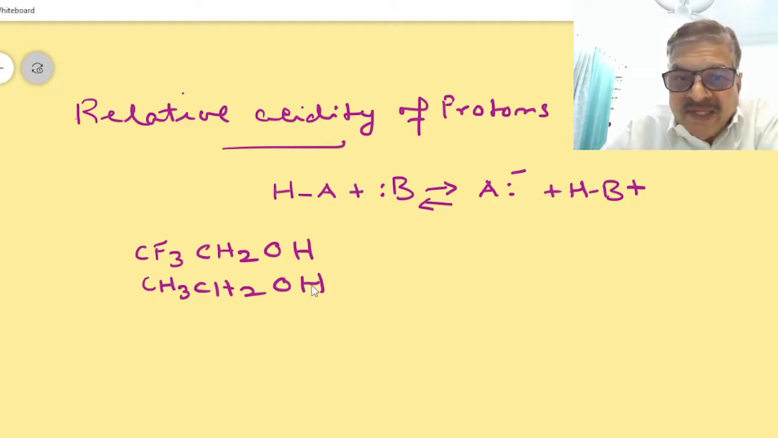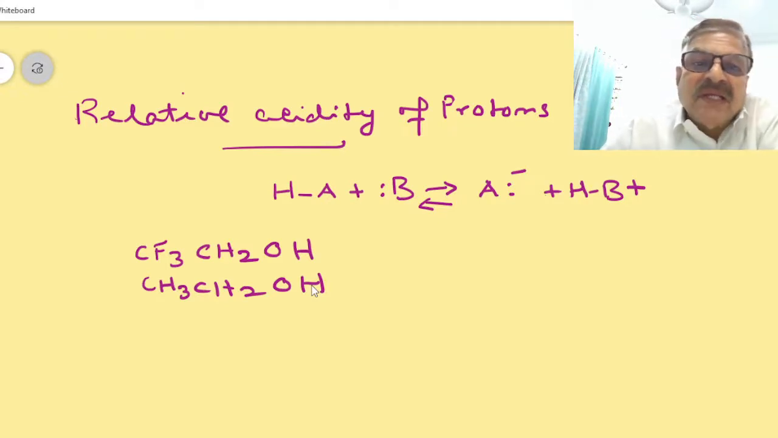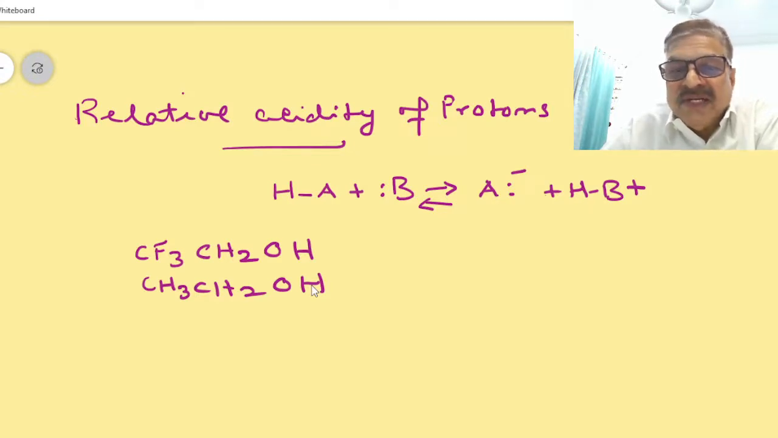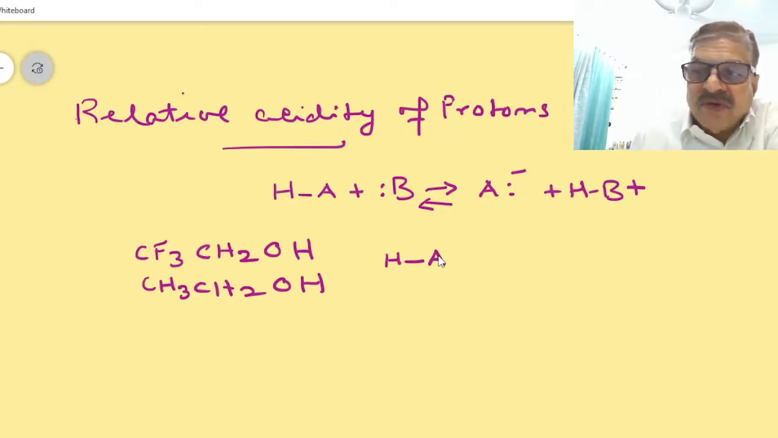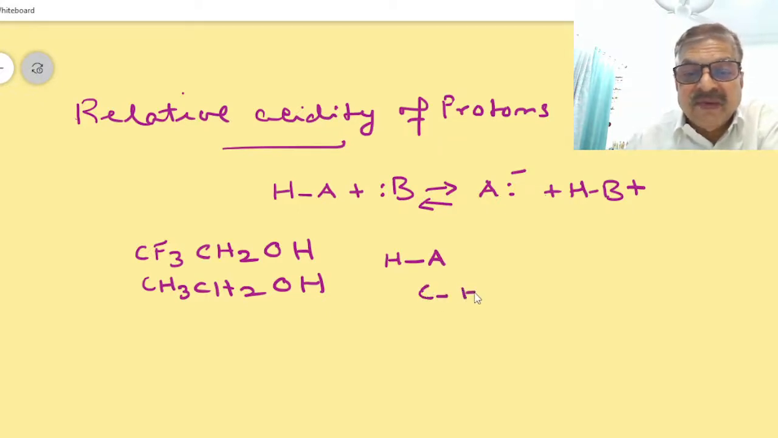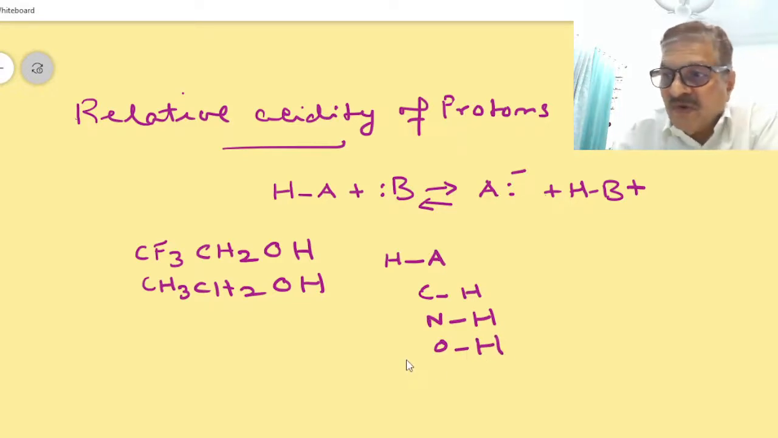That is, identify the atoms bonded to the hydrogen atoms here and use the periodic trends. We have seen the periodic trends. Now, the most common H-A bonds in organic compounds are carbon-hydrogen bonds, then nitrogen-hydrogen bonds, then oxygen-hydrogen bonds. These are the most common bonds here.